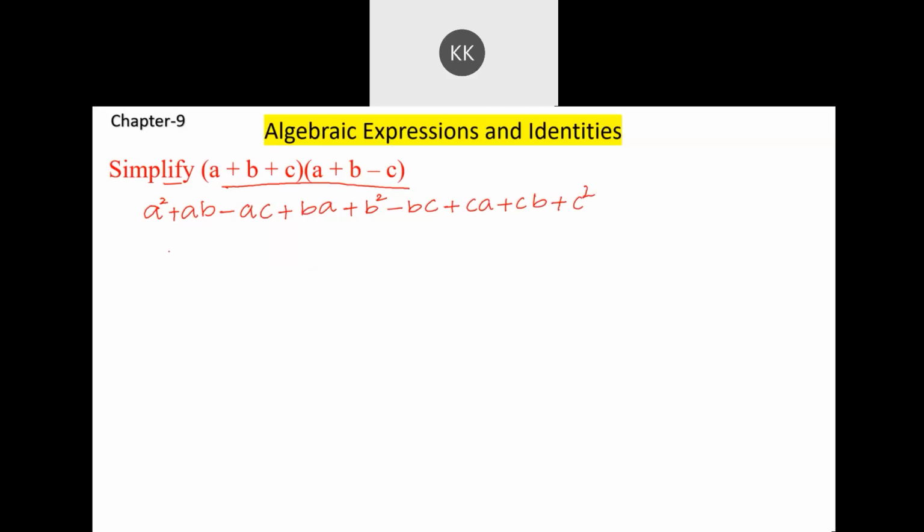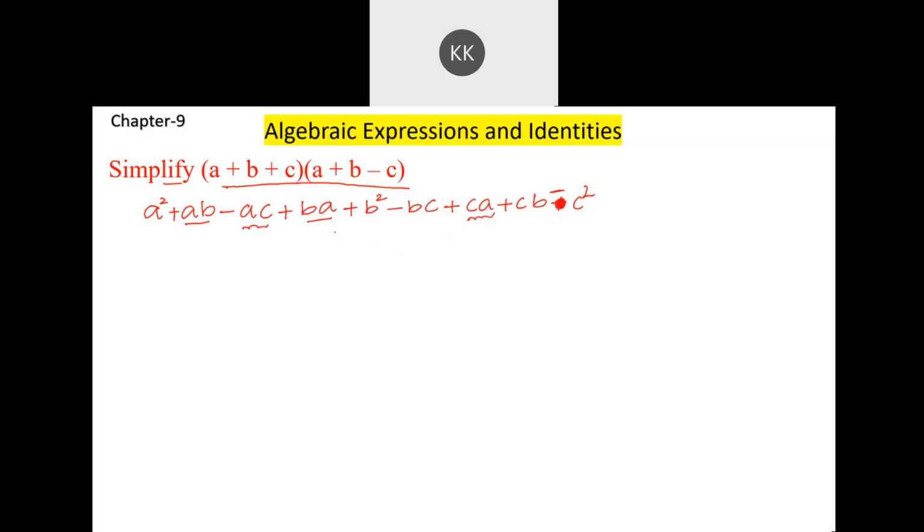Can I tell the answer? You just see the terms. There are a few like terms. The last one is minus C square. Yes, sir, we can add these like terms. The last one is minus C square. Okay, I am changing it.